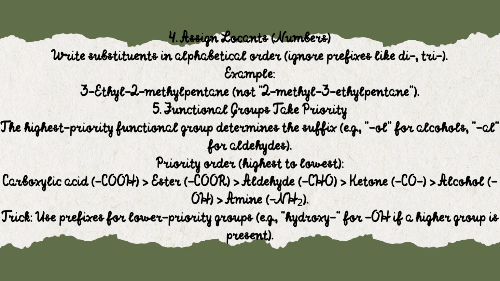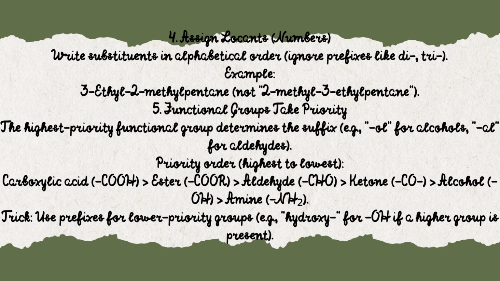So after the identification of substituents, now we have to assign locants, that is numbers, to them. So you have to write the substituents in alphabetical order. Ignore the prefixes like di, tri, tetra. For example, you have to write it as 3-ethyl 2-methyl pentane, that is by following the alphabetical order, and not 2-methyl 3-ethyl pentane.